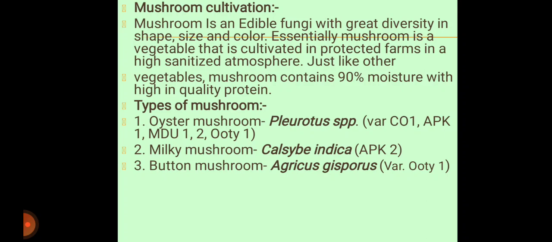The types of mushroom: oyster mushroom, Pleurotus species, then milky mushroom, Calocybe indica, then button mushroom, Agaricus bisporus.